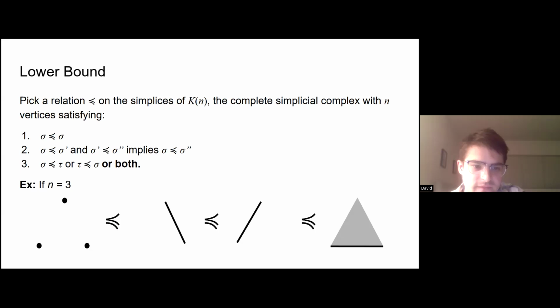So, for example, if n is 3, then my complete simplicial complex is a triangle. And this would be an example of a potential relation to choose, right? So first my 3 points, then this one edge, then this other edge, then the final edge in a triangle.